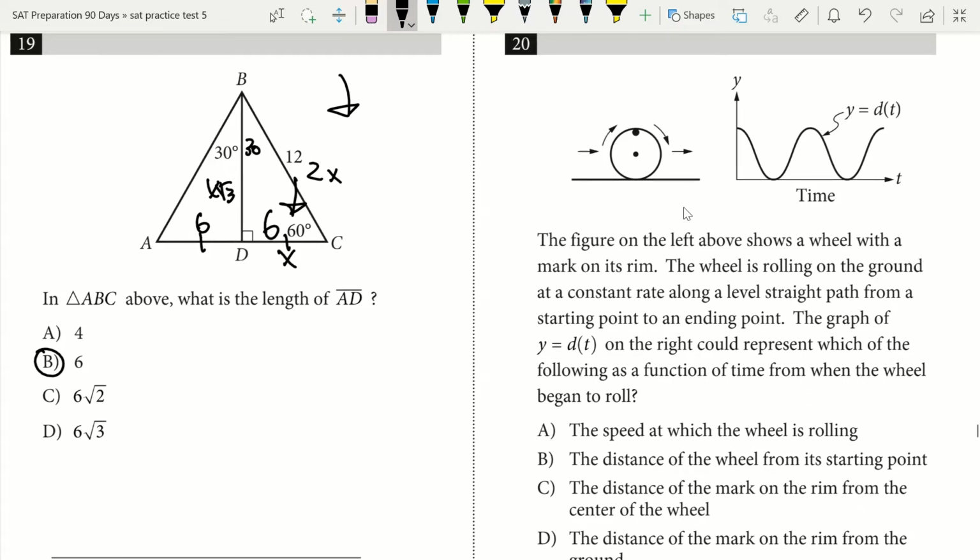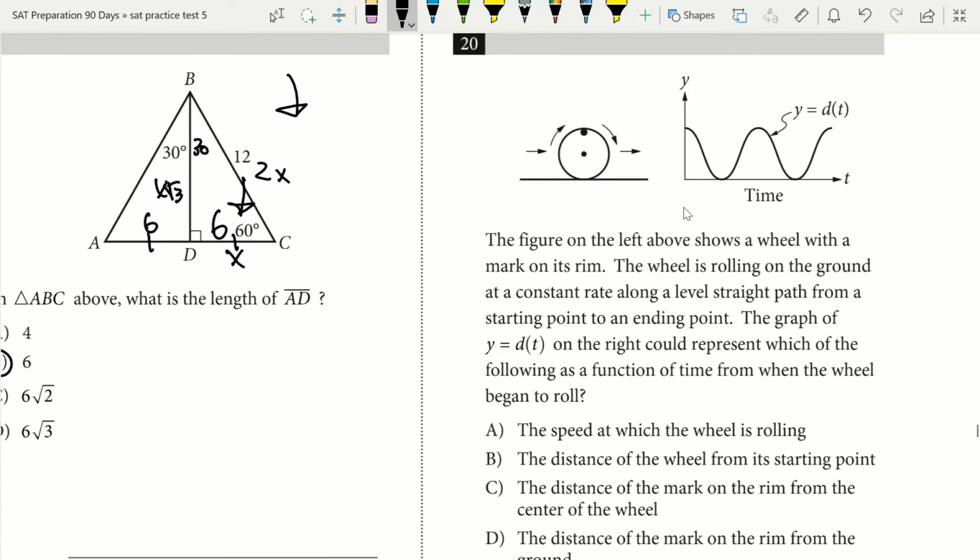Okay, 20 also looks fairly easy to solve. Anytime I see I have a dot on a wheel like this, I know I'm probably looking at a pretty simple graph interpretation problem. So the figure on the left above shows a wheel with a mark on its rim. The wheel is rolling down the ground at a constant rate along a level straight path from starting point to end point. The graph y equals d of t on the right could represent which of the following as a function of time from when the wheel began rolling.